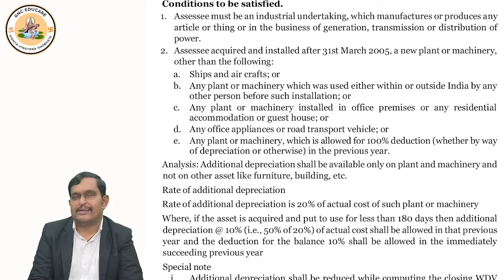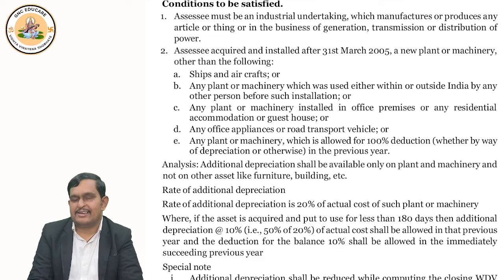Suppose the asset is a residential dwelling, like you have put some ACs into your house, a laptop for personal purpose, maybe laptops or computers in the office also, a generator in the office. For this, no additional depreciation. So additional depreciation is not available here. Whether it is residential, office or guest house assets, no additional depreciation. If it is road transport equipment, no additional depreciation.